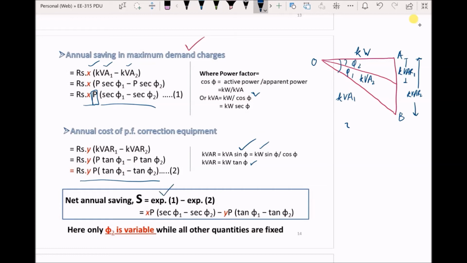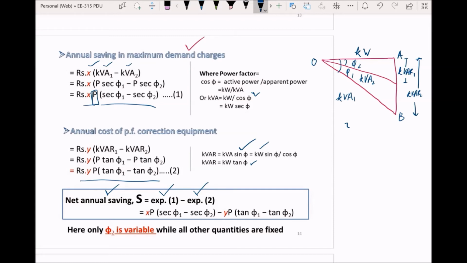The total net annual saving will be the expenditure in equation 1 minus the expenditure in equation 2. So that was the maximum demand charges minus the cost, and that is going to be the net annual saving. So it is the saving, not the total expenditure. We must keep this in mind. So this is net annual saving.